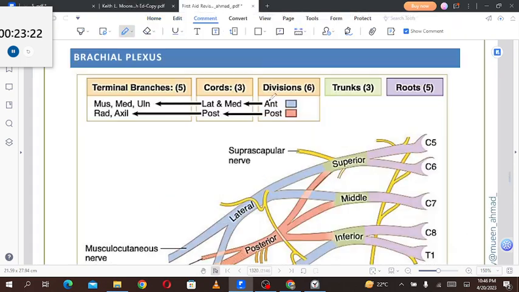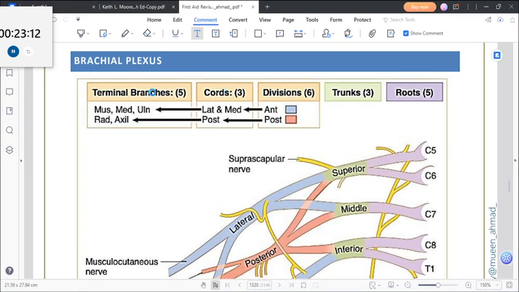Yeah. So the mnemonic is, let me write it over here. It will take some time. So the mnemonic is, remember to drink cool beer. So this is roots first, then trunks, divisions, cords, and terminal branches.